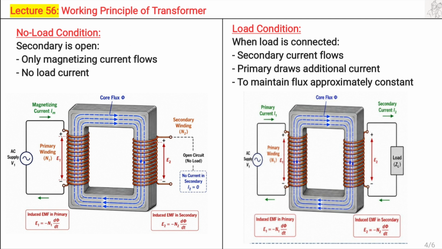So there are two operating conditions of transformer: no load condition and load condition. In no load condition, no load is connected to the output terminals, and in load condition, load is connected to the output terminals. In no load condition, very small current, that is magnetizing current, flows through the primary, and in load condition, significantly higher current will flow to the primary during the operating process.